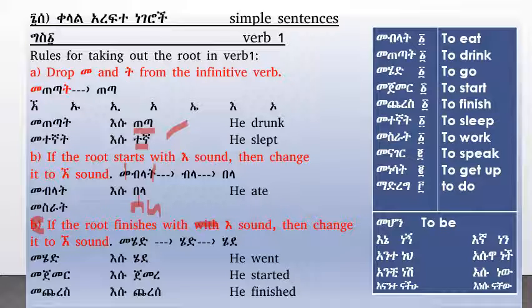ሄደ, ጀመረ, ጨረሰ. Then if you put "he," it is a nice sentence. He went. He started at 6 o'clock. He finished. Okay, for example, you've learned time in Amharic.